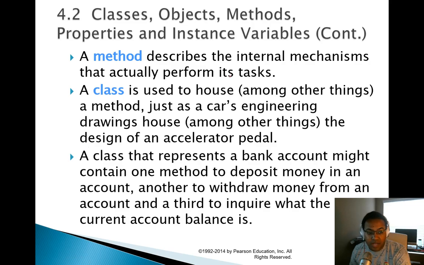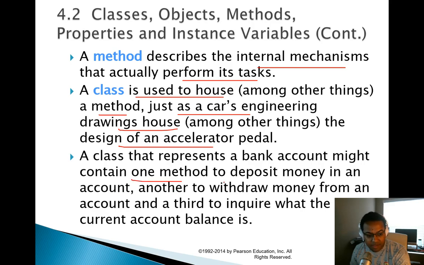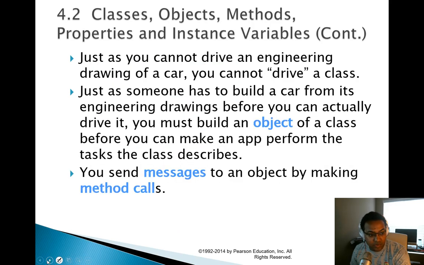So, a method describes the internal mechanisms that actually perform its tasks. A class is used to house, among other things, a method. It also houses variables, functions that are called from classes, other classes. It can house a lot of things, actually. Just as a car's engineering drawing houses, among other things, the design of an accelerator pedal. A class that represents a bank account might contain one method to deposit money in an account, another to withdraw money from an account, and a third to inquire what the current account balance is.